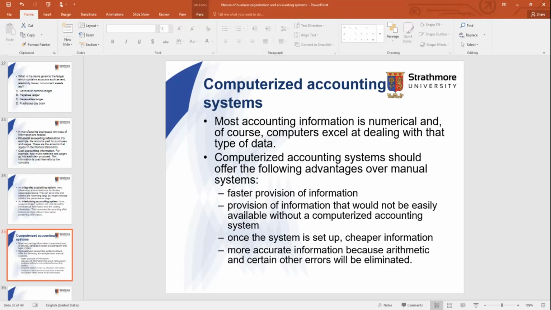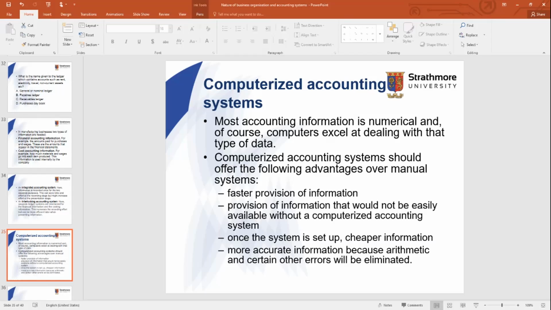On which day of the week are we more busy? By simply querying the system, you can understand the amount of sales you make within a given day of the week. That might not be available if you maintain a manual system. As for the cost of setup, the information processing is much cheaper. As I mentioned, you don't need to employ a huge number of employees, compared to what we have if we have a manual accounting system.